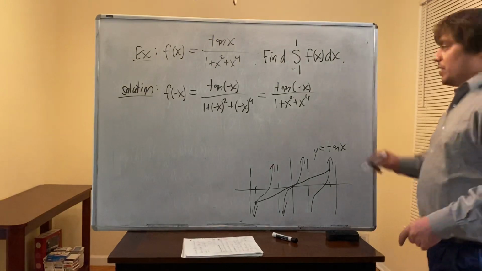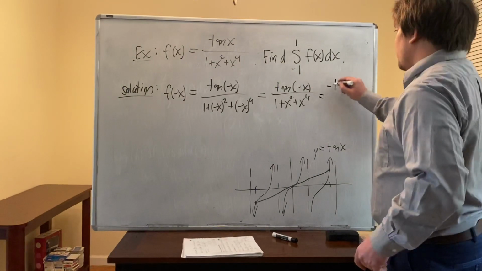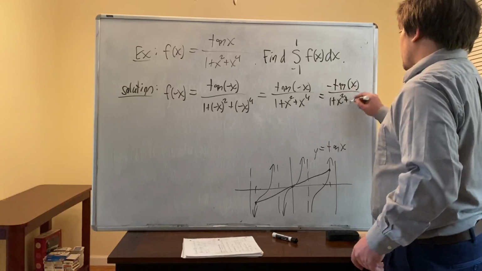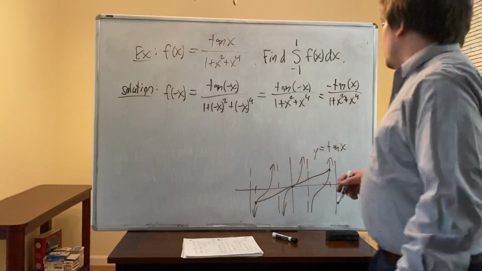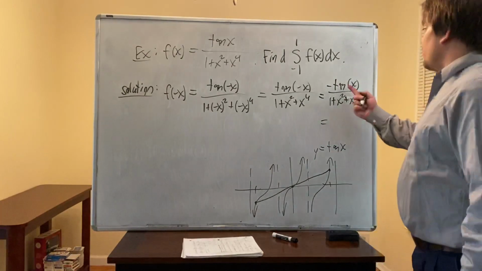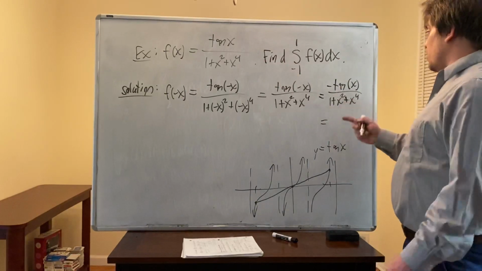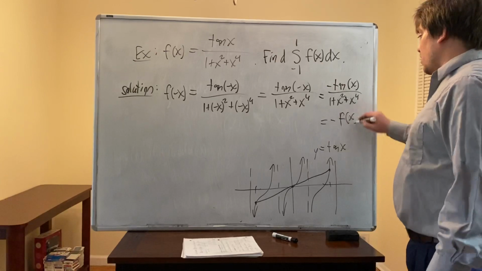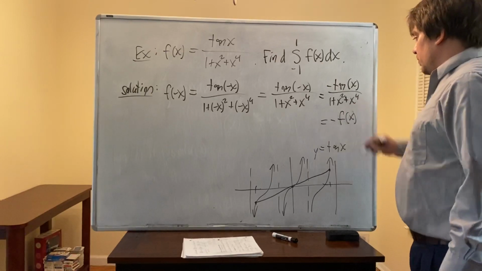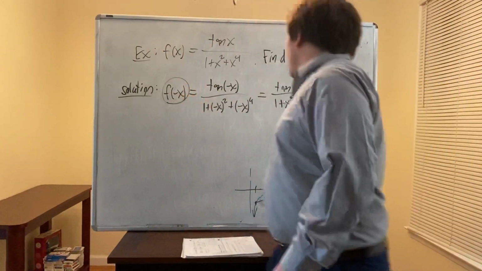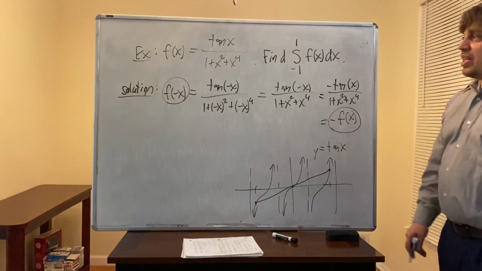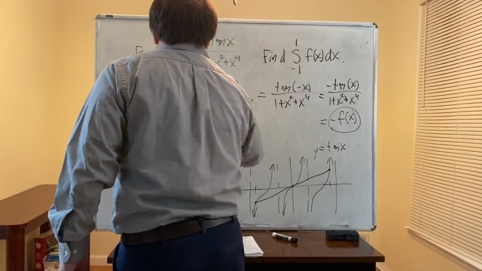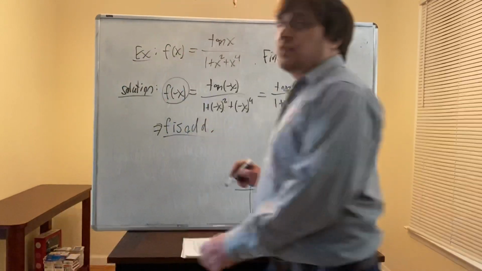Tan is an odd function, so that means tan of negative x equals negative tan of x, over 1 plus x squared plus x to the 4th. And so what did I just show? Tan of x over 1 plus x squared plus x to the 4th is f of x. This is negative f of x. So f of negative x equals negative f of x, and that implies f is odd. f is an odd function.